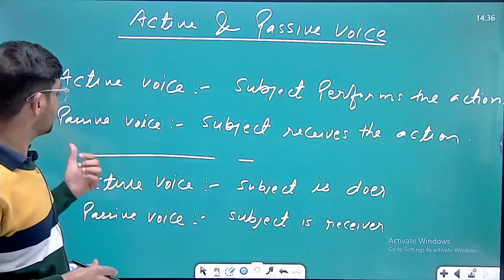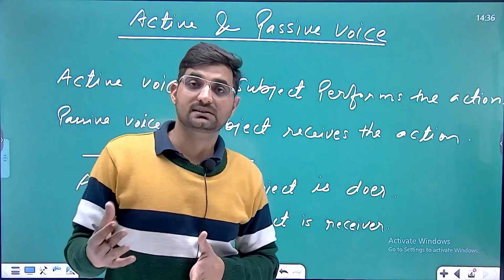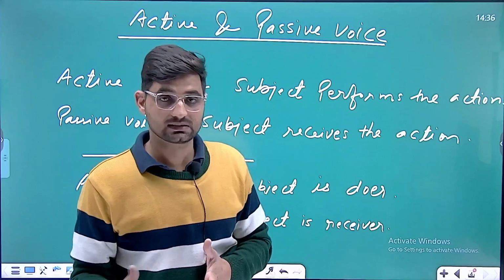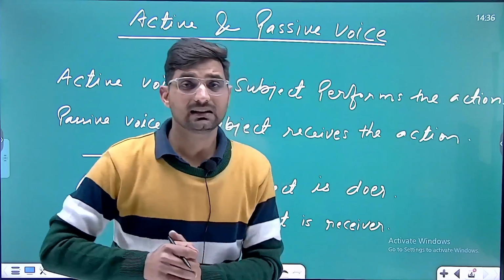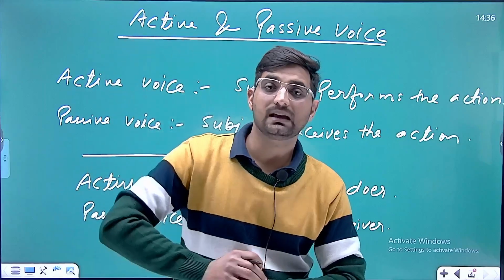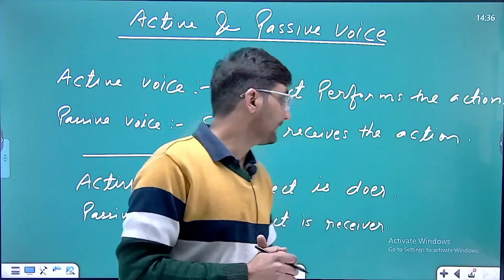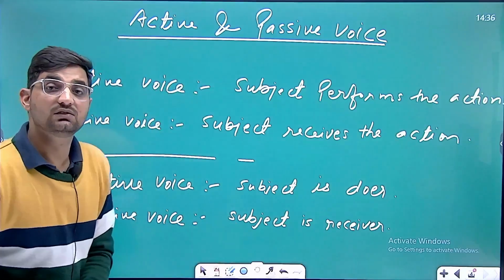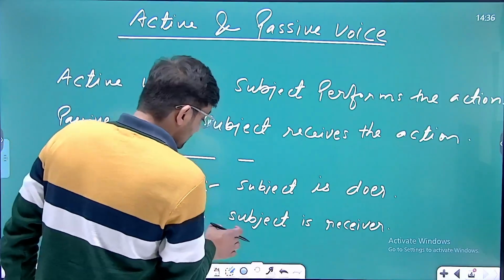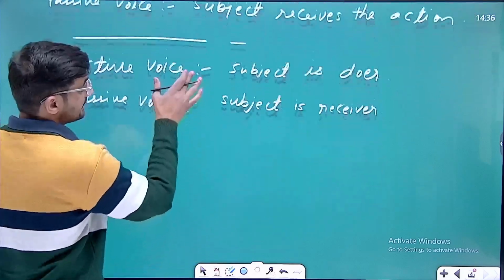And if you talk about passive voice, in passive voice, subject receives the action. Subject receives the action. Here, simply we can say that in active voice, subject is the doer of the action, and in passive voice, subject is the receiver of the action. Here, if you want to take some examples, let's take some example of it.